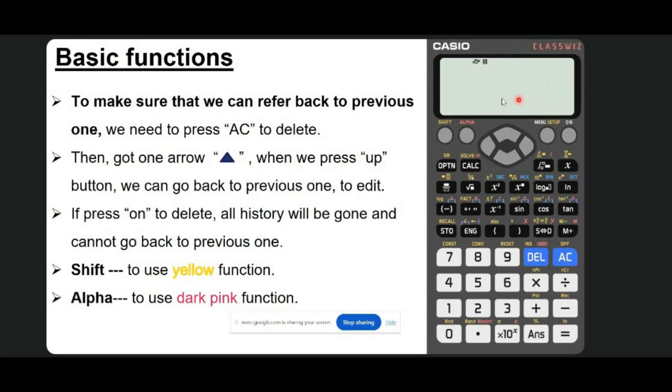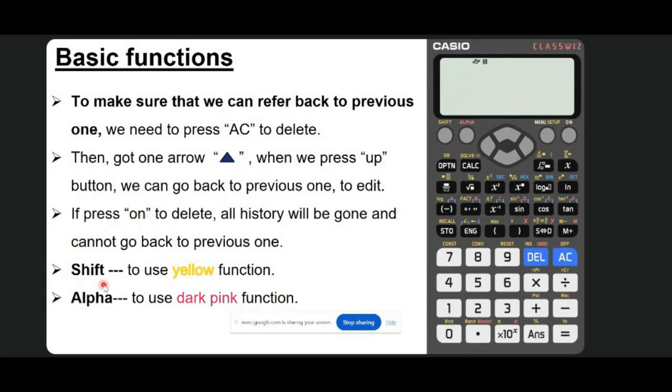So you can edit if you want. Like you don't want 3 plus 9, you want 3 plus 8, then you can edit on your screen. But if you type and then you want to delete, but you press the on button, then all history will be gone. You cannot go back to the previous one. There will be no arrow here, so you cannot go back to your history. Okay, you can try it on your calculator.